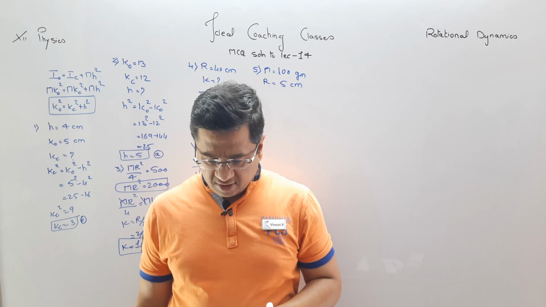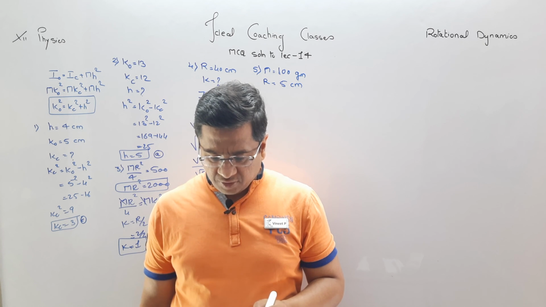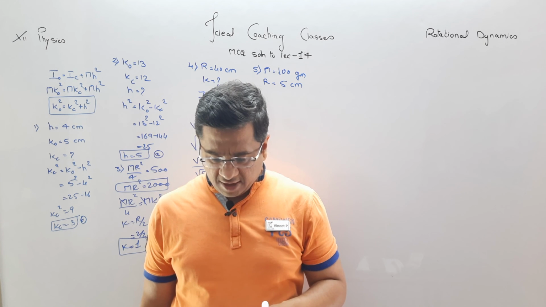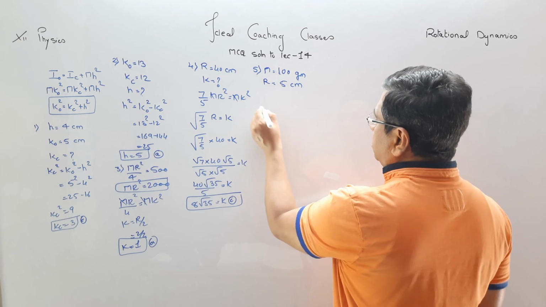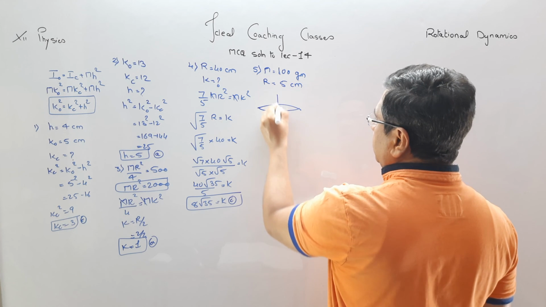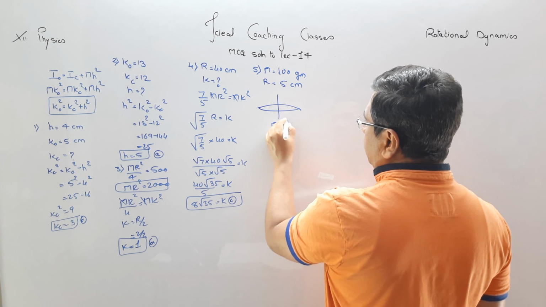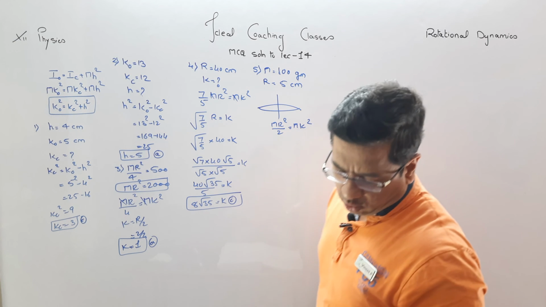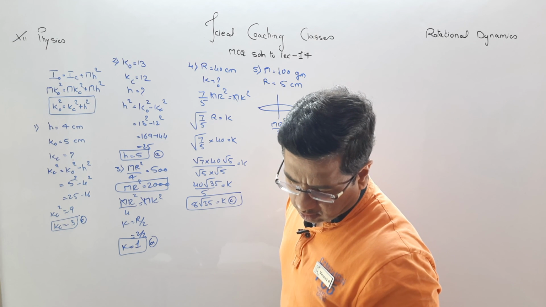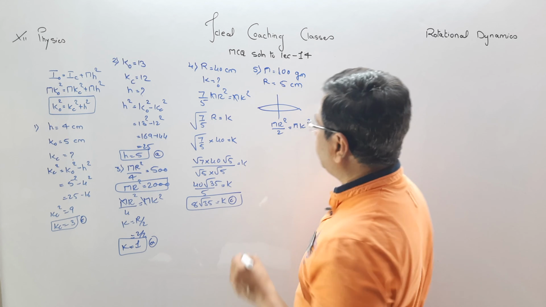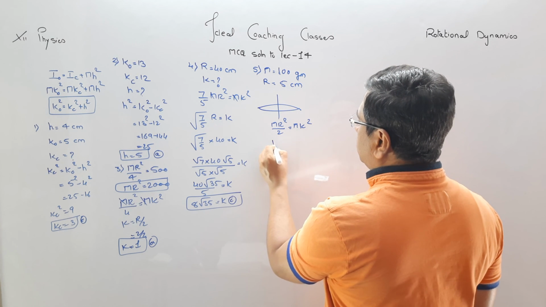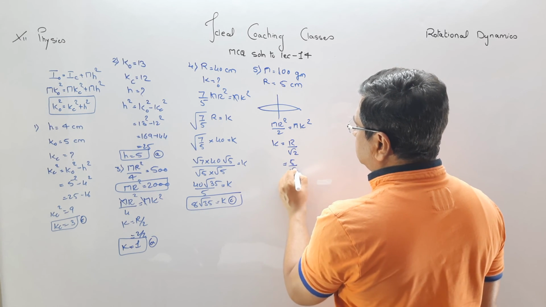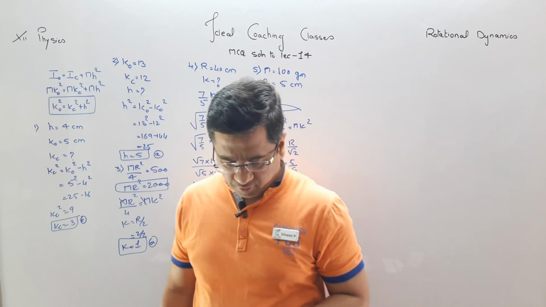About an axis and radius 5 centimeter, about an axis passing through the center of gravity and perpendicular to the plane. Disc है तो center of gravity and perpendicular to the plane ये है, यहाँ का आएगा mr square by 2 which is equal to mk square. Radius of gyration ढूंढना है. So k is equal to r upon root 2, that is the answer is 5 upon root 2.